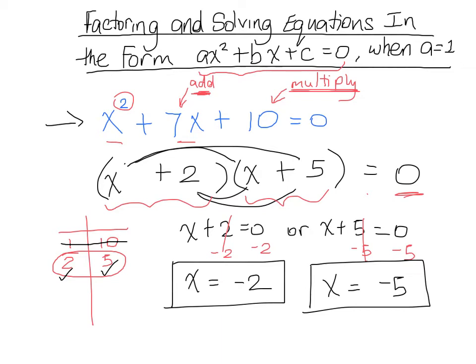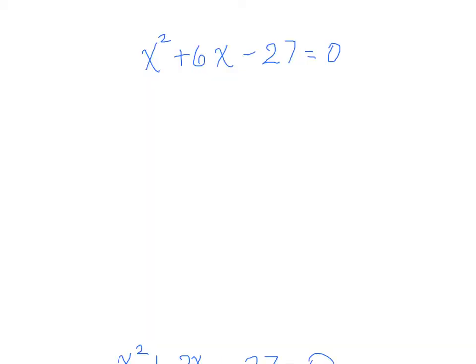Let's look at another example. In this example, we have something slightly more difficult, but only slightly. There's a negative sign there, so now we have to pay closer attention to what's happening with our signs. We're still looking for two numbers that multiply to our c, our last number, but in this case, our last number is negative. We're looking for two numbers that multiply to give us -27, and our two numbers will add to give us +6.